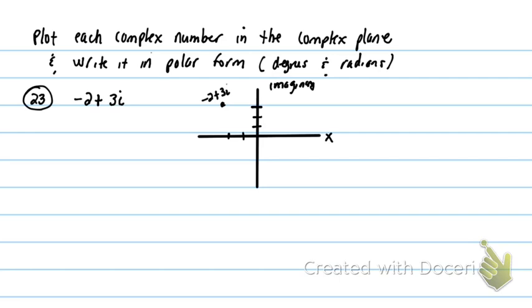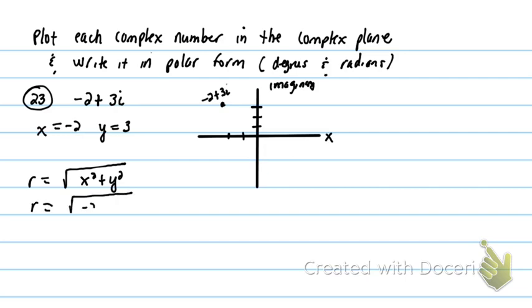Everybody got it? All right, so to go to polar, we're going to get r. We know x is -2. What's y, guys? It's just 3. Does everybody see it? You don't put the i in. Remember, it's just the coefficient. So then to get r, you're going to do the square root of x squared plus y squared. So you're going to have -2 squared plus 3 squared. So that's what, 4 plus 9. You guys getting square root of 13? Okay.